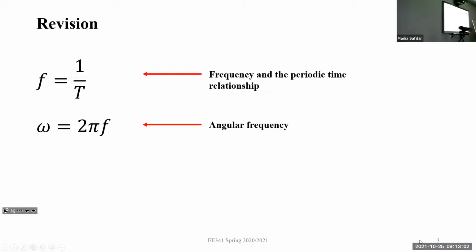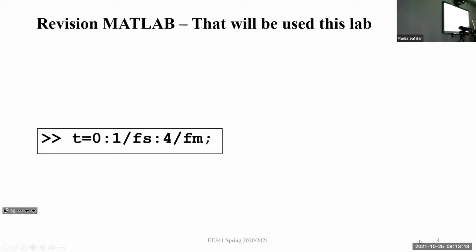Now you all know how we can calculate frequency: 1 divided by time. The reciprocal of time is frequency, right? And then angular frequency, omega is equal to 2 pi f. In the previous lab, we studied this also. So what is happening here?